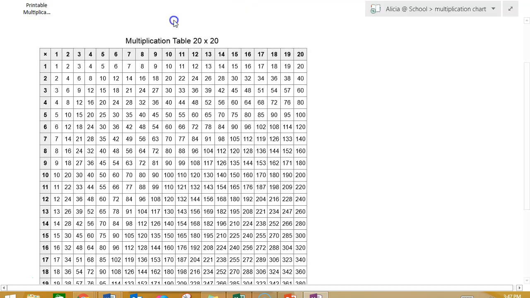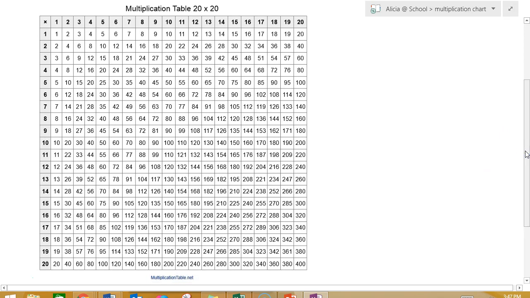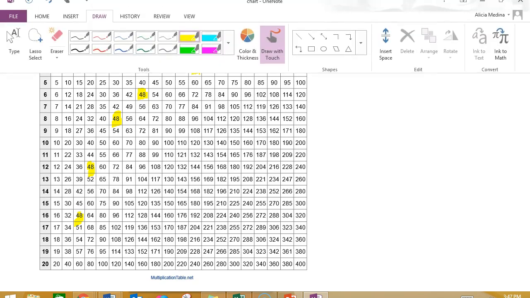Looking on my multiplication chart, I want to find all the numbers that multiply to 48. So I'm going to highlight every 48 that I see. I see a 48 right here, 12 times 4. I see a 48 at 8 times 6. I see a 48 at 6 times 8. A 48 at 4 times 12. And again here at 3 times 16. So when you find those 48s, you want to look at the numbers that multiply to get that 48.